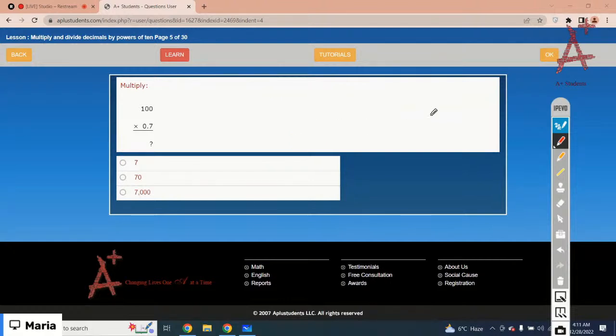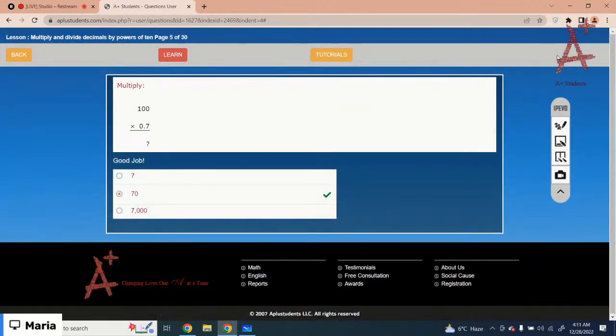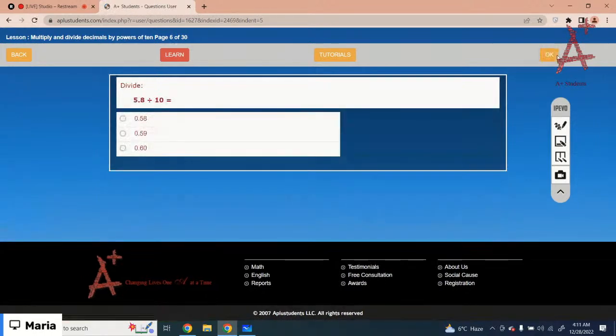Just select the correct option, then click on the OK button. Got it? Okay, you can complete the test by yourself later today. Let me just move on to the next lesson.